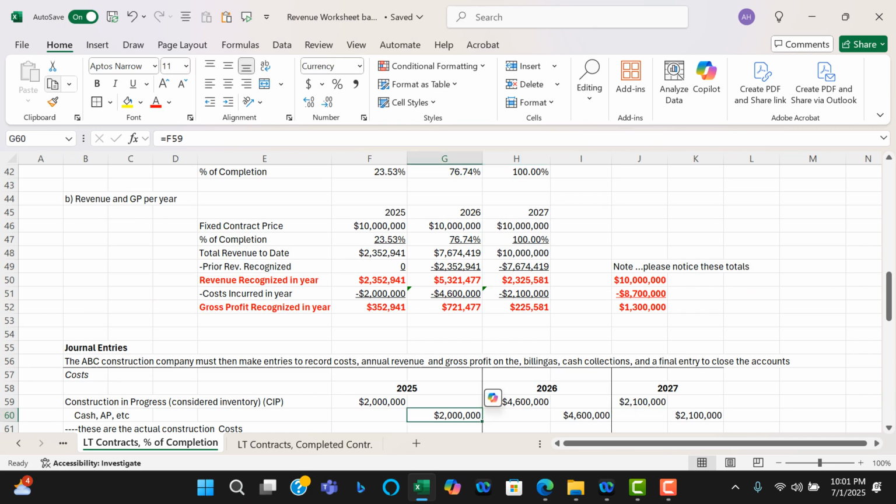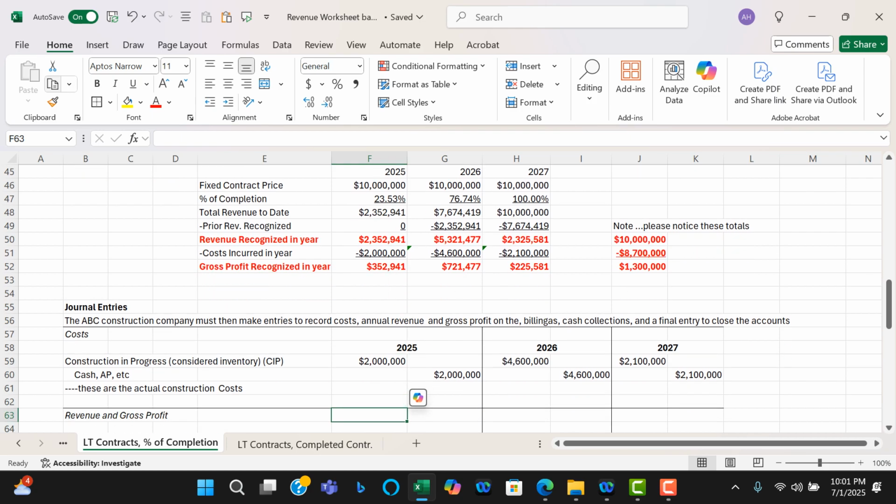What you're doing is the credits are payments that you're making to people, or you're creating accounts payable, whatever. But the important part for our purposes is the construction in progress account, which is like work in process for a manufacturer. It's like partially completed inventory. In this case, it's a building. Okay. Now let's go down.